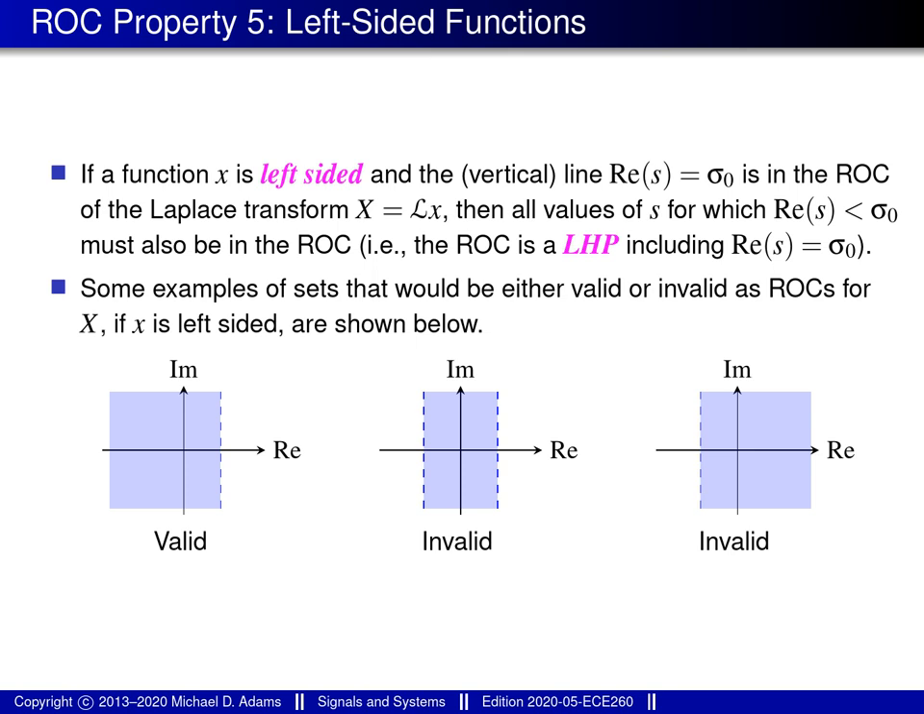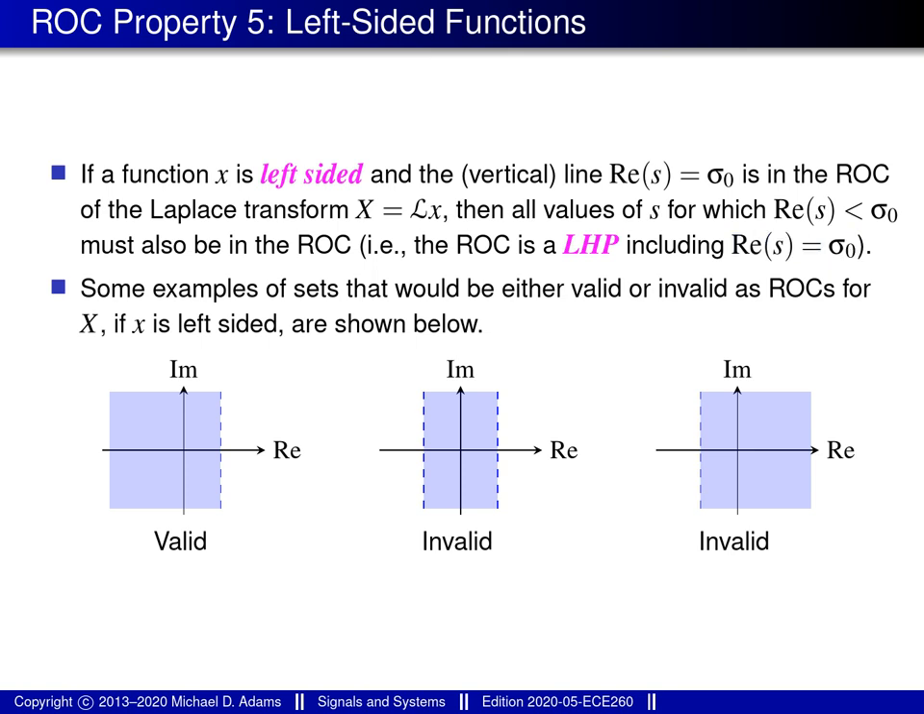The fifth property of the region of convergence that I need to introduce relates to Laplace transforms of left-sided functions. If a function little x is left-sided, and the vertical line real part of s is equal to sigma naught, is in the region of convergence of the Laplace transform big X, where big X is the Laplace transform of little x, then all of the values of s for which the real part of s is less than sigma naught must also be in the region of convergence. In other words, the region of convergence is a left half plane, including the vertical line real part of s is equal to sigma naught.